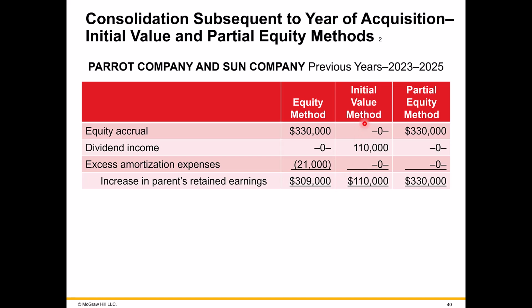So if you're doing this initial value method for the year 2026, all of this information for these years has to be updated. Or this net here, I think it's 199,000. You got to increase the retained earnings by 199,000. Or if you're doing the partial equity method, the difference here, this 21,000, you got to reduce it down by 21,000 here.